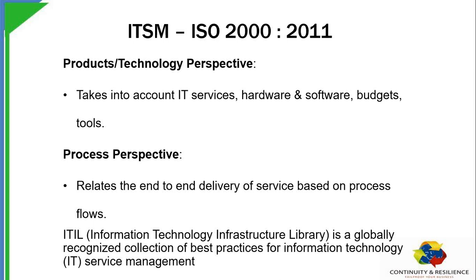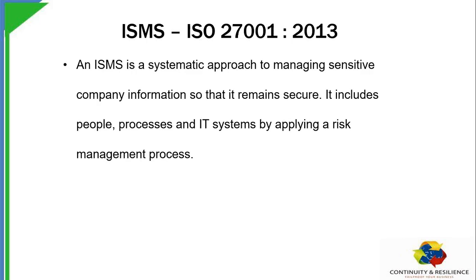There is ITIL, which is your Information Technology Infrastructure Library, which is a globally recognized collection of best practices for information technology service management. So your ITSM is actually coming out from the ITIL, the library. Now, moving on to ISMS. What is ISMS? ISMS is a systematic approach to managing sensitive company information so that it remains secure. It includes people, process, and IT systems, very, very important, by applying a risk management process.